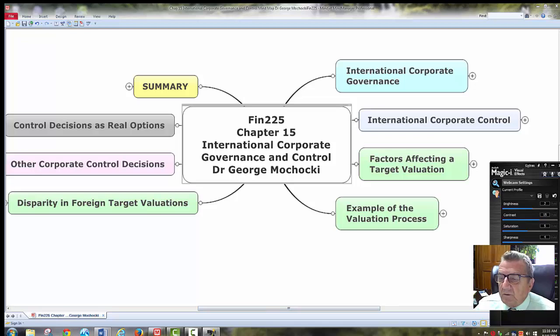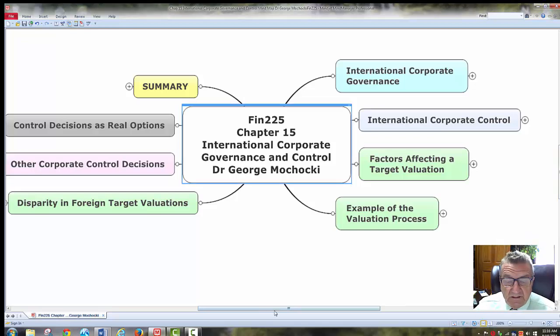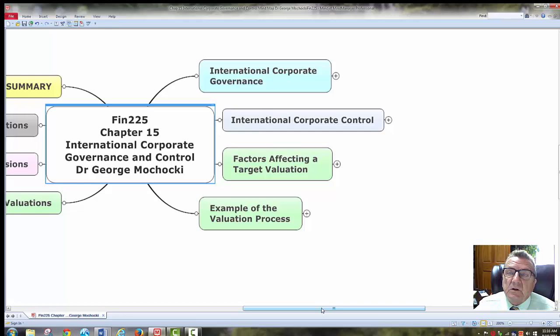All right, so let's go into our lectures. Remember, I'm trying to keep them underneath an hour. So we're going to be looking at this from a parent's perspective. How do I manage and control my managers or my subsidiaries to add value to the corporation, to the parent MNC? Okay, so international corporate governance.